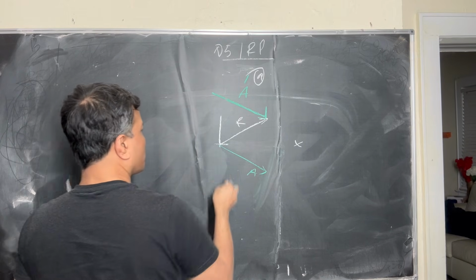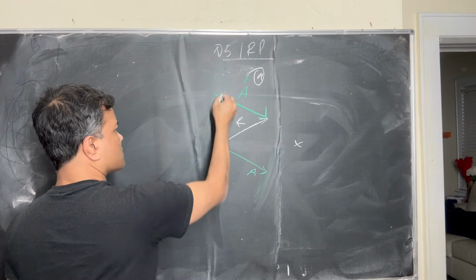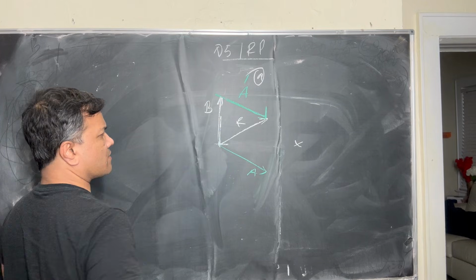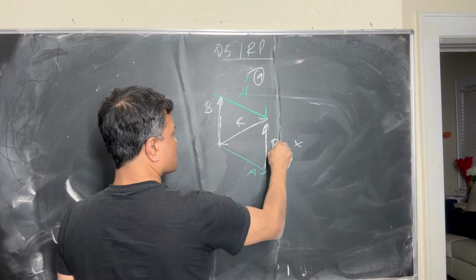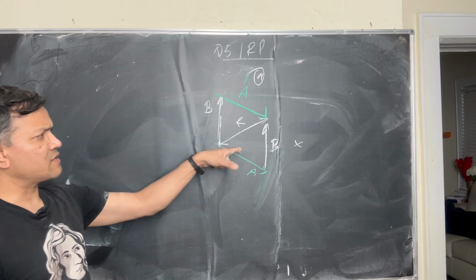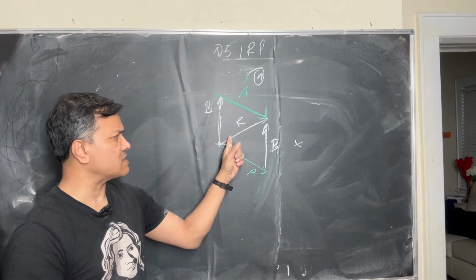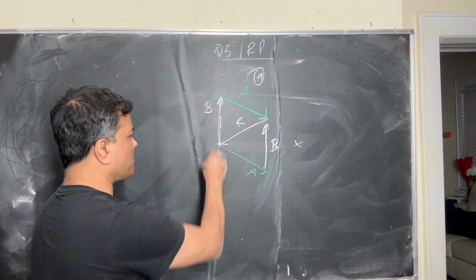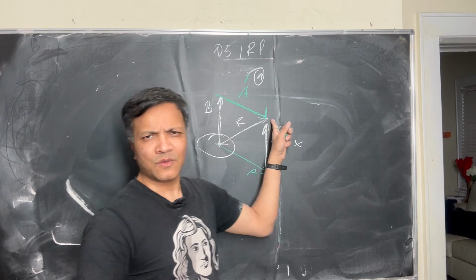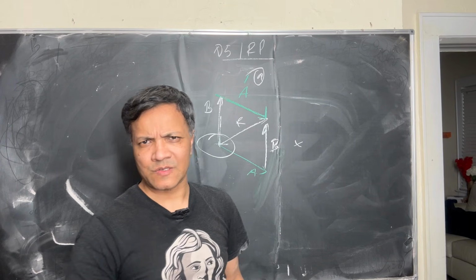So to draw B is this one. So this is B now. Okay, so this is B. So now you see that this is a nice parallelogram and this is the resultant. When you see a resultant is tail to head, then you know this is the resultant.